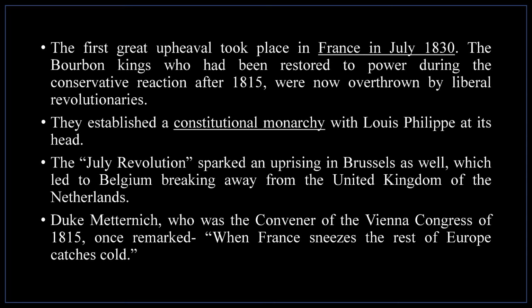The first great upheaval took place in France in 1830. The Bourbon kings who had been restored to power during the conservative reaction after 1815 were now overthrown by liberal revolutionaries. These liberals established a constitutional monarchy with Louis Philippe at its head. After 1815, Louis Philippe was the person who became the king of France and he was supported by the conservatives.